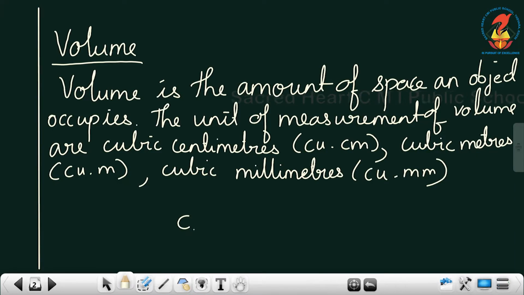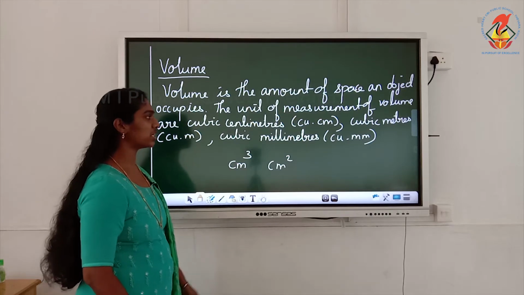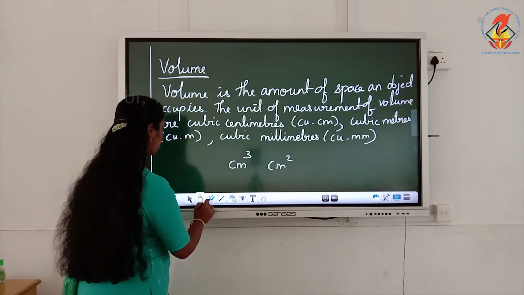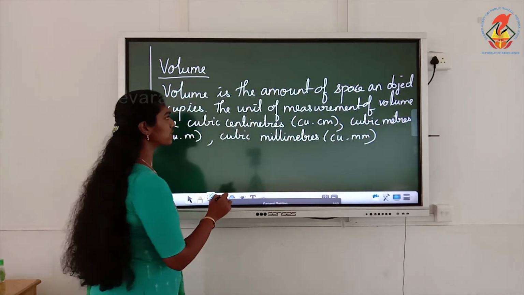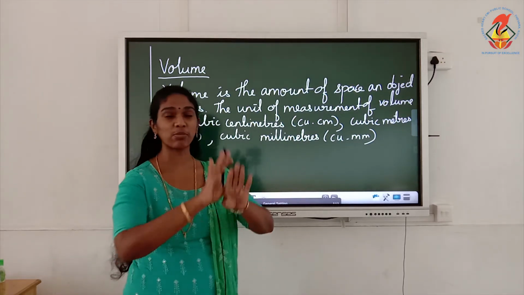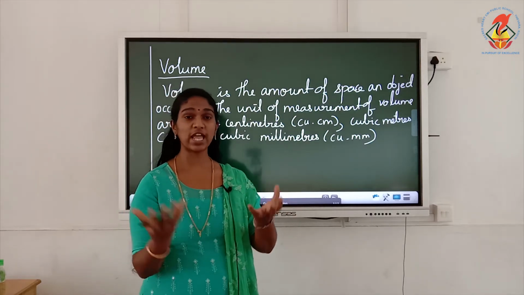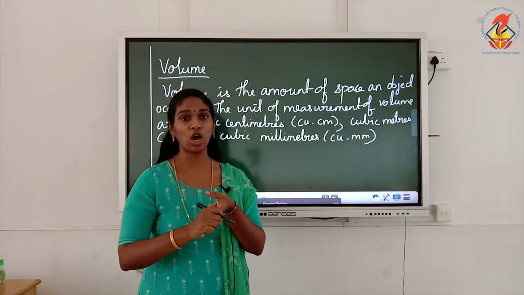Later when you go to higher classes, you can see it will be written as cm to the power of 3. If it is area, it will be written as cm to the power of 2. So it is read as cubic centimeter, cubic millimeter or cubic meters. So what is volume? Volume is the amount of space an object occupies. Area is the amount of surface a figure is taking. Here you are dealing with an object.